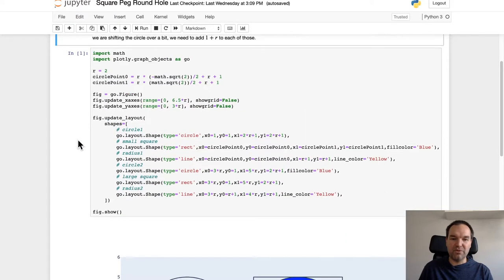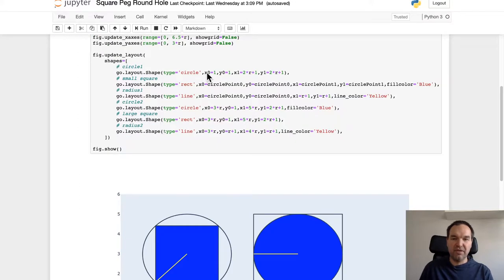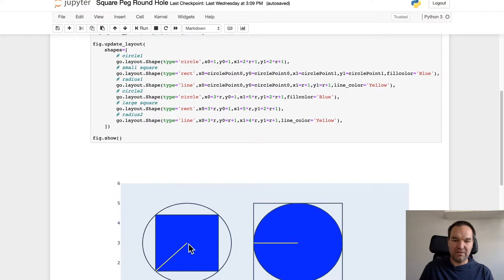And then we're going to add some shapes to it. So we have a circle where we specify the x and y coordinates with a little bit of calculating from the radius, and then a small square to go inside it, and a little line along the radius. And then we do the same thing for circle 2. Exactly the same as circle 1, just shifted over to the right a little bit.